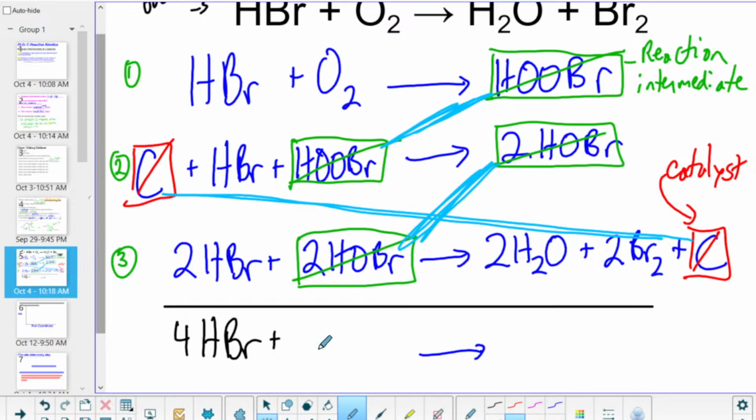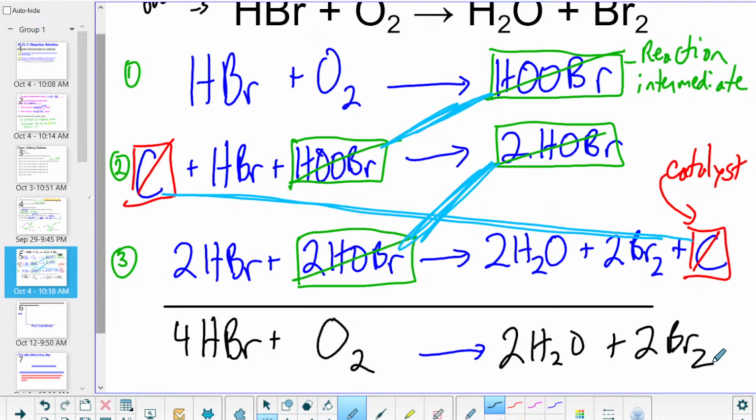So, is there anything else on this side? What's not crossed out? O2. O2. Oops, wrong color. There. Oh, there it is. There we go. What's left over from this side? 2H2O plus 2Br2. Okay.